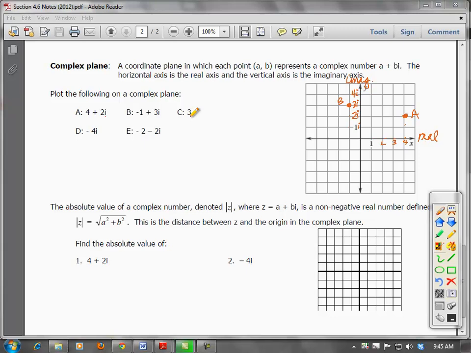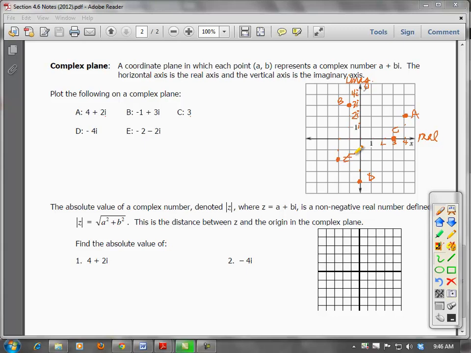C is just 3, so I go over to 3. I'm not going up or down any i's, so there's my C. D is -4i, which means I just go down 4 i's. There's my D. And last one, E. -2 means left 2, minus 2i. There's my E. Okay? So as you're going through, when we ask you to graph imaginary numbers or complex numbers, it's actually really, really easy. Just label your y-axis with i's instead of just single numbers.